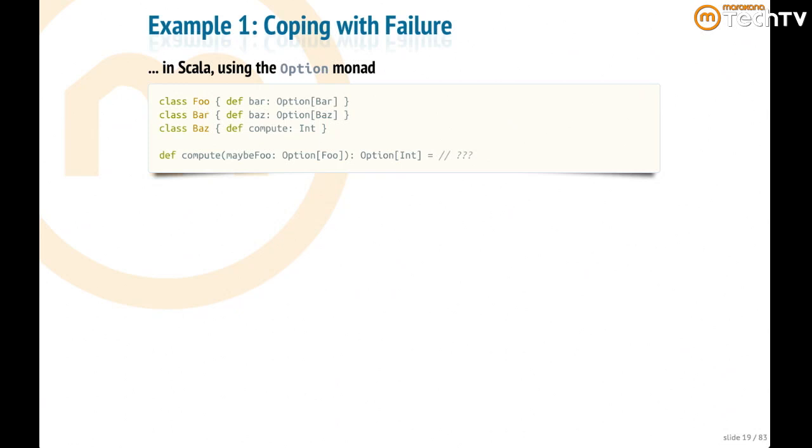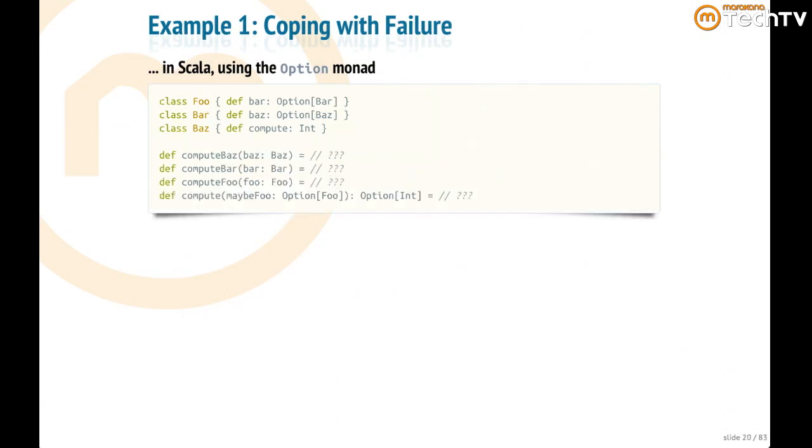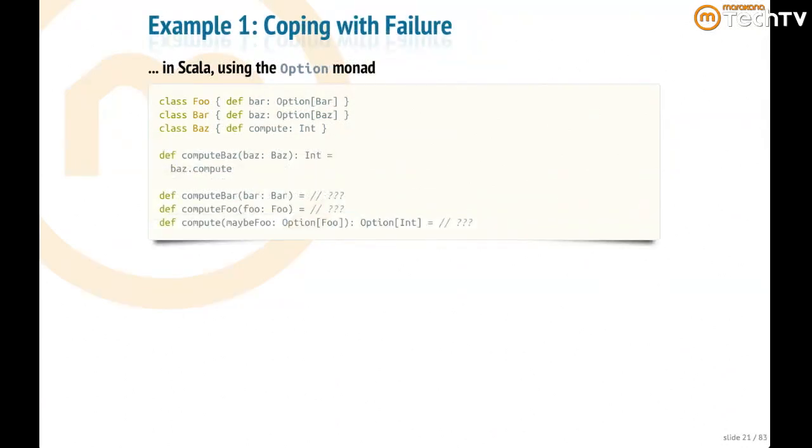And what we want to do is define our new compute that's taking maybe a Foo, or maybe nothing, and return maybe an integer, or maybe nothing. So let's break this down. Let's sort of start from the inside out. Let's say that we've got a Baz, and we want to compute an integer. So that one's going to be pretty straightforward.